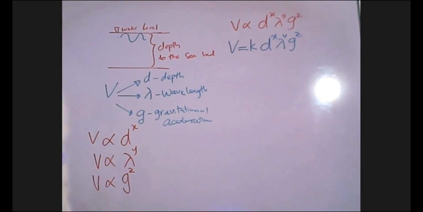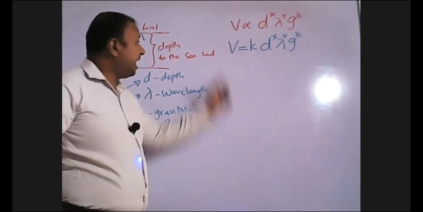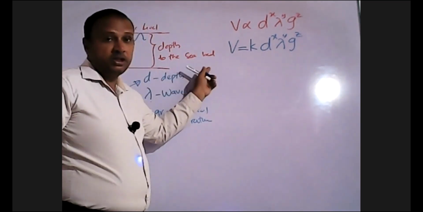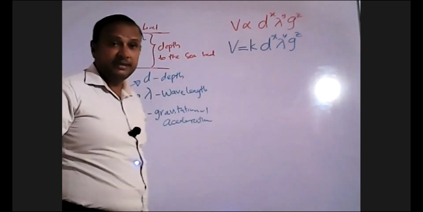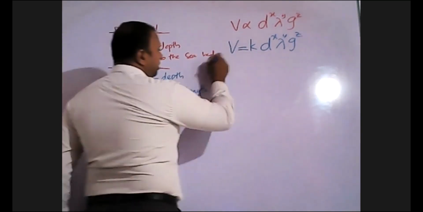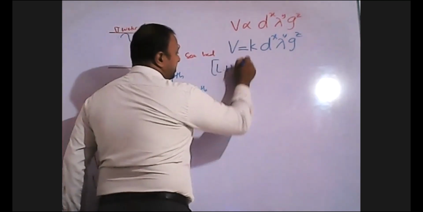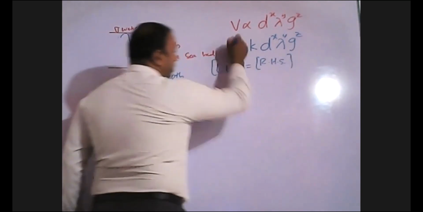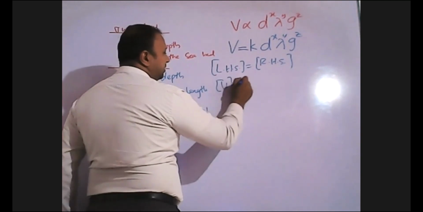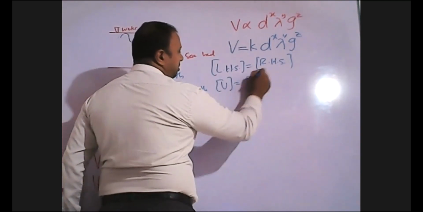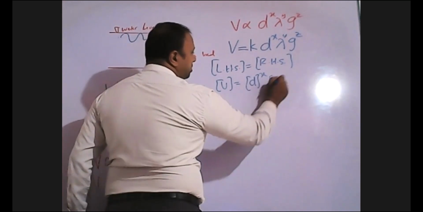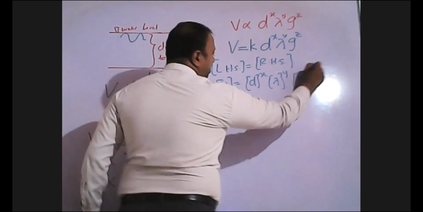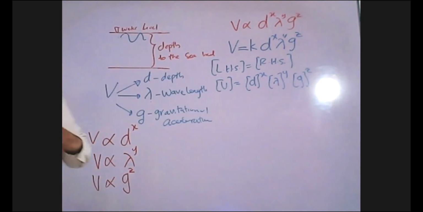How to do that? As this is an equation, I have to equate the dimensions of LHS and RHS. The dimension of LHS should be equal to the dimension of RHS. So the dimension of V should be equal to the dimension of d to the power x, the dimension of lambda to the power y, the dimension of g to the power z.